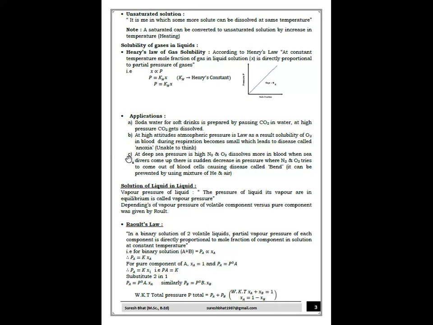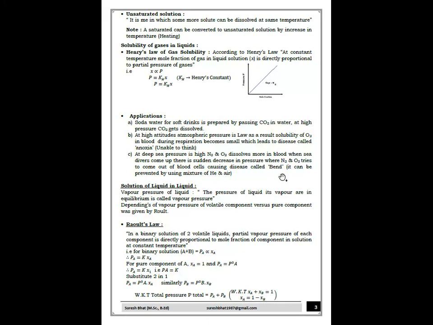Then, coming to the third application, at the deep sea, pressure is high. Now see here, when you go to a higher altitude, pressure is lower. I think pressure is low. It should be. It has become low, right? So here at higher altitude, atmospheric pressure is low. But at the deep sea, pressure is high. Nitrogen and oxygen get dissolved more in the blood. When a sea diver comes up suddenly, the pressure goes on decreasing. Now, when that happens, nitrogen and oxygen try to come out of the blood cells, causing a disease called bends.